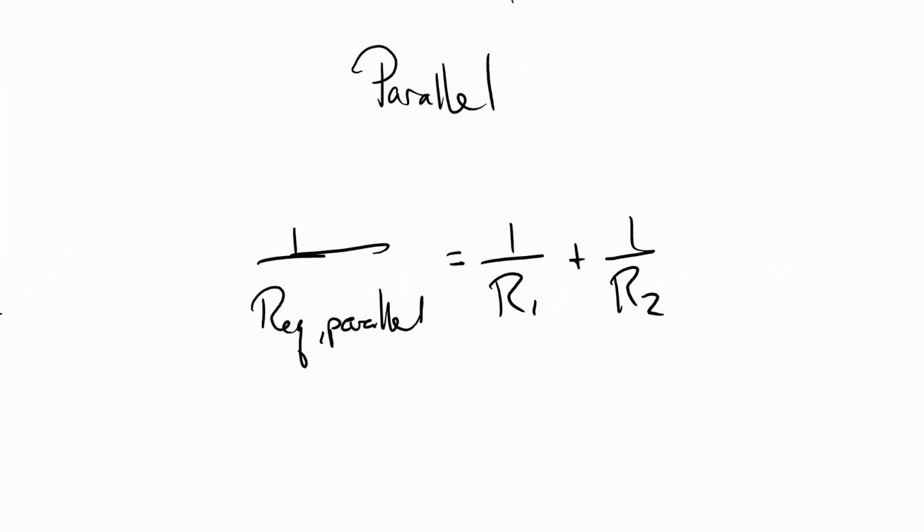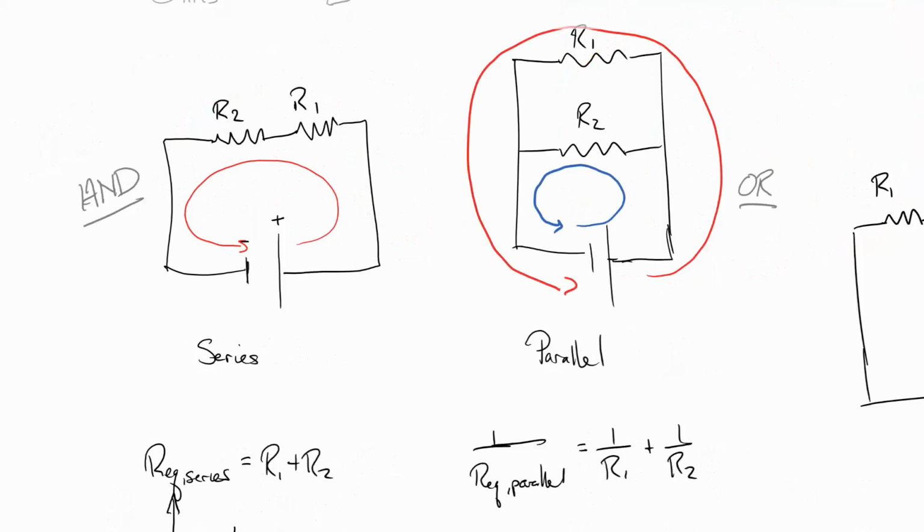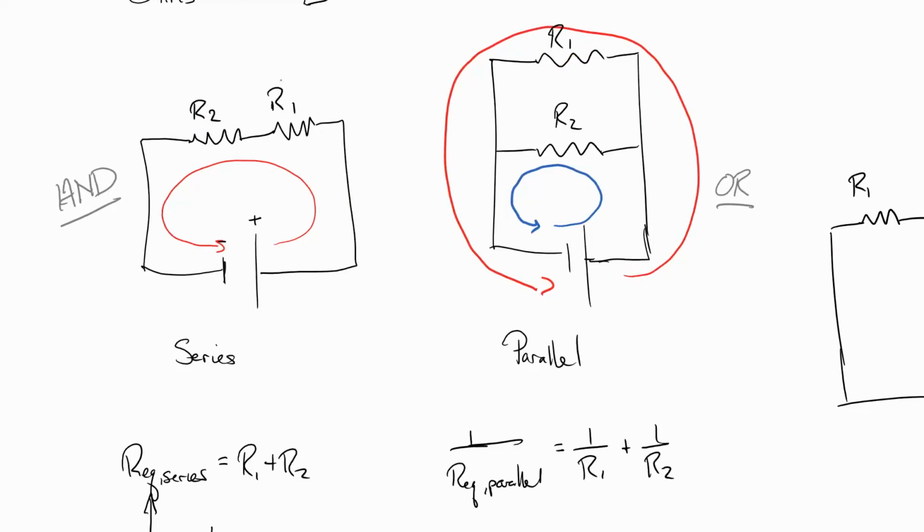Similarly, if they're in parallel, I get this slightly more complicated expression where 1 over the equivalent resistance is equal to 1 over R1 plus 1 over R2. So let's come back to these and finish out these examples. Let's say that this is a 20 ohm resistor and a 5 ohm resistor.